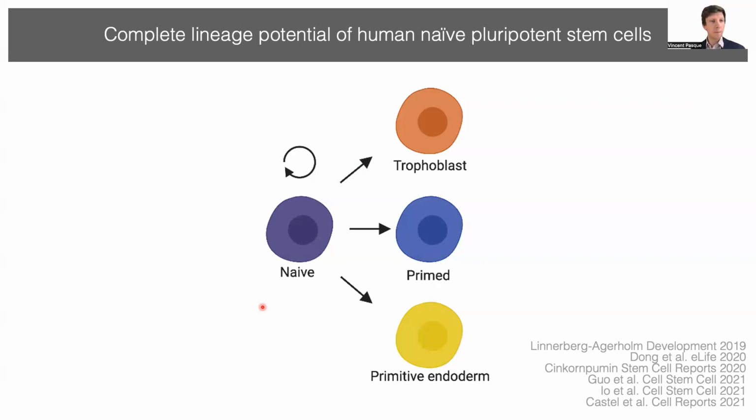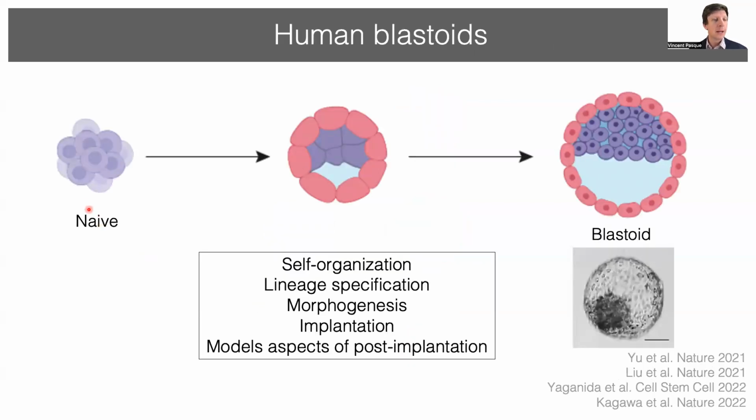And this complete lineage potential also enables naive pluripotent stem cells to form blastoids, that are basically naive pluripotent stem cells that self-organize in 3D into structures that specify the trophectoderm lineage and then acquire the morphology of a human blastocyst. And so human blastoids model not only lineage specification following self-organization, but also morphogenesis, and can also mimic several aspects of implantation and model early post-implantation. So this is a fantastic tool that we now have to study early human development.